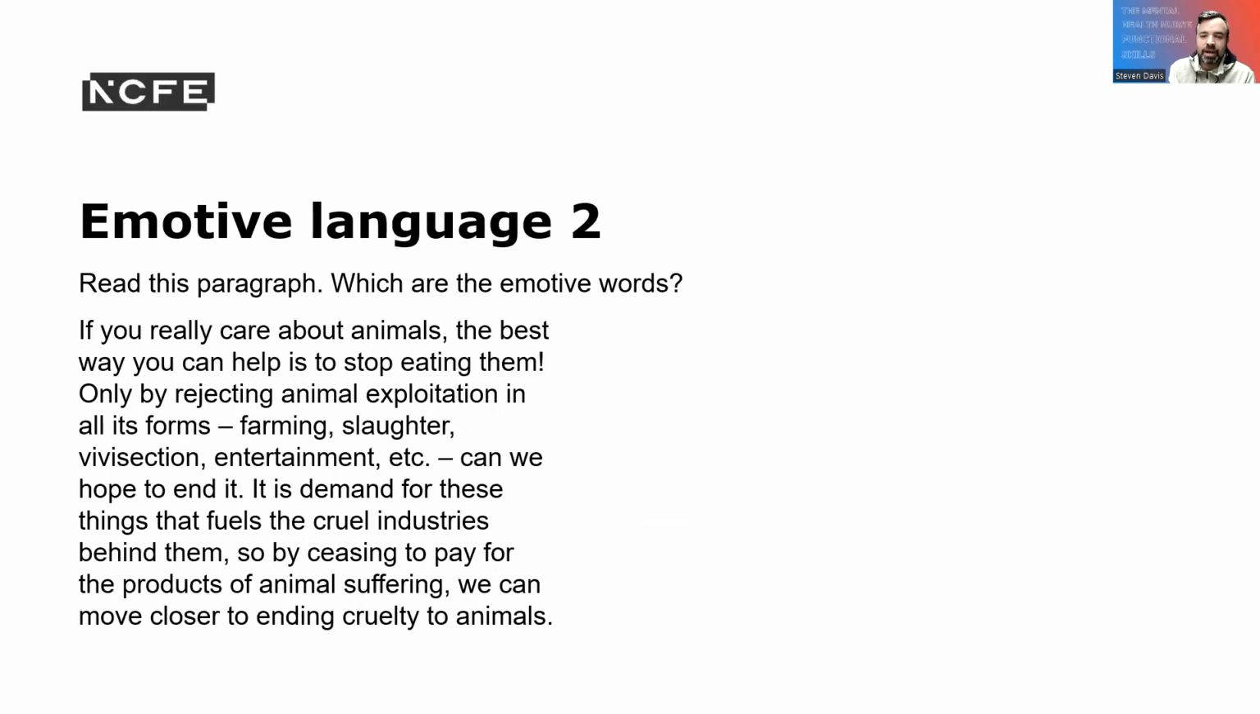So read this paragraph. Which are the emotive words? So if you really care about animals, that's quite an emotive word, isn't it? If you really care, the best way to help them is to stop eating them. I think that could be quite emotive. Only by rejecting animal exploitation in all its forms, farming and slaughtering. So again, there it's giving you some detail, isn't it?